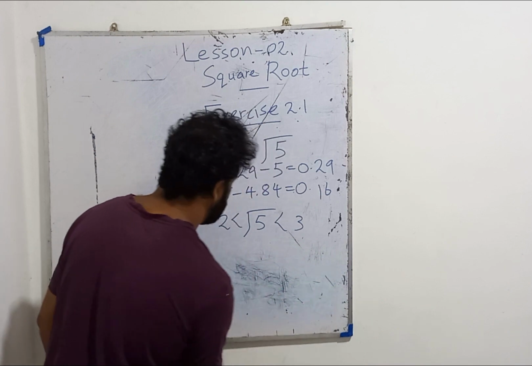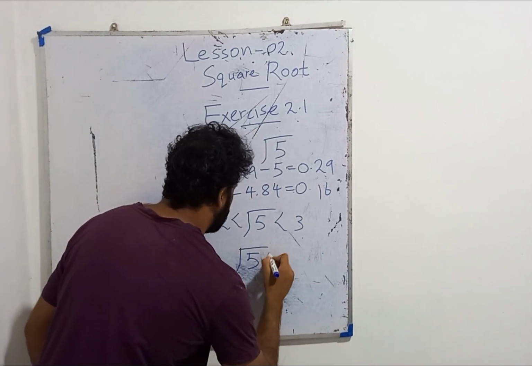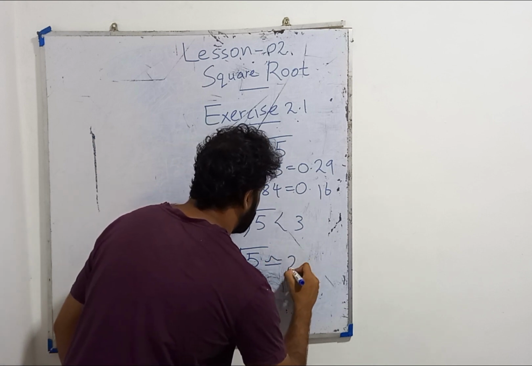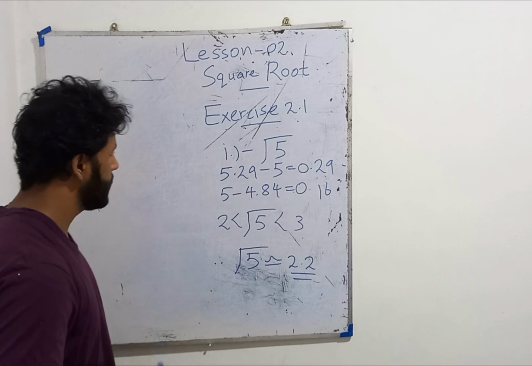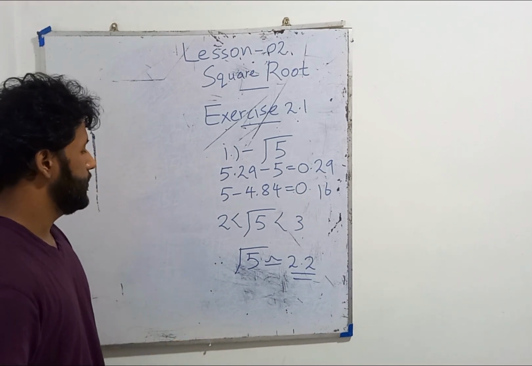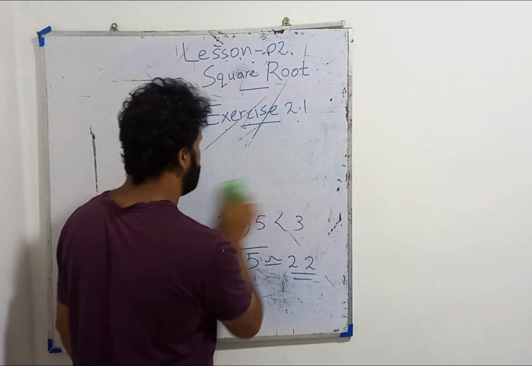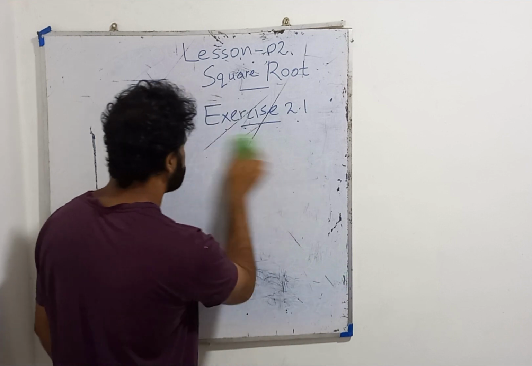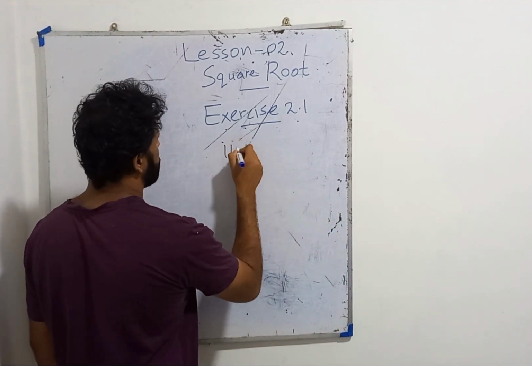Then first approximation: square root of 5 is approximately equal to 2.2. Roman number 1 is okay. Since I already discussed this, let's go to Roman number 2.